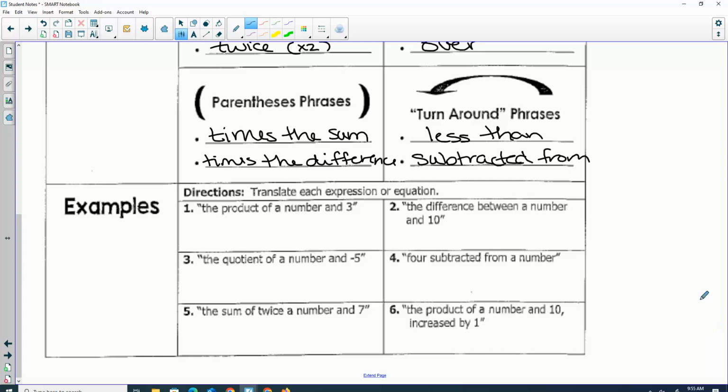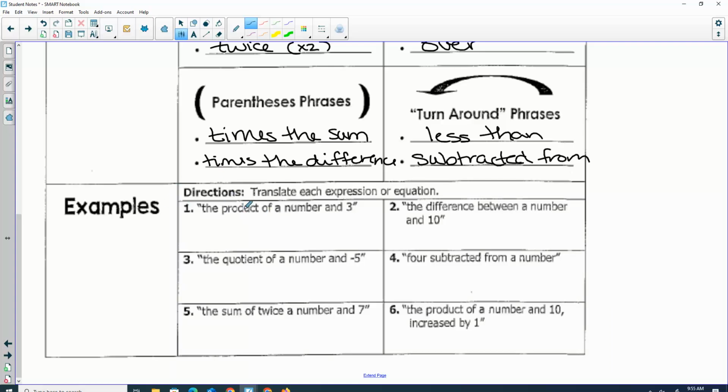Alright, so now we're just going to practice reading a phrase and seeing if we can write an expression for it. Most of these are going to talk about a number. That's just any variable that you want to use. I think we see X's a lot. I'm probably going to use X's, but if you like a different favorite letter, you're welcome to use whatever.